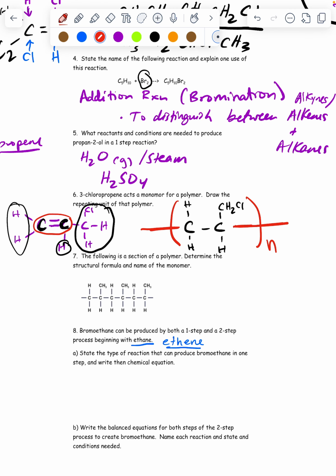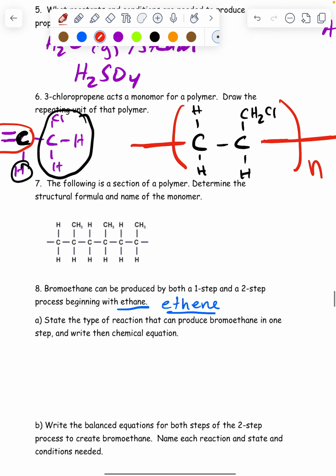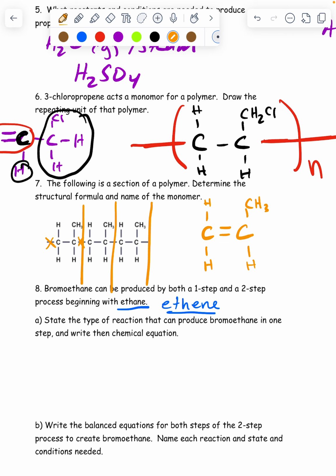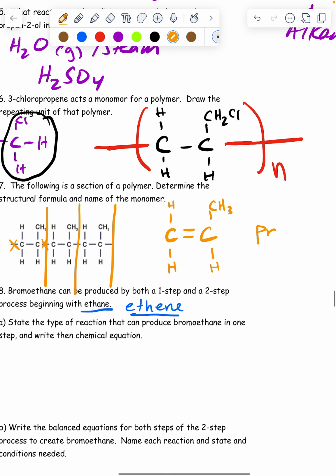Okay, now you're given a section of a polymer. Determine the structural formula and name of the monomer. Well, I can see that it repeats. I'm looking for 2 carbon units that are repeating. So I can see that that structure is repeating each time. If I now draw that, all I do is get rid of the bonds on either side of those 2 carbons and instead put a double bond. So now I just copy H, H, H, and CH3. So that's the monomer, and that would be called propene.